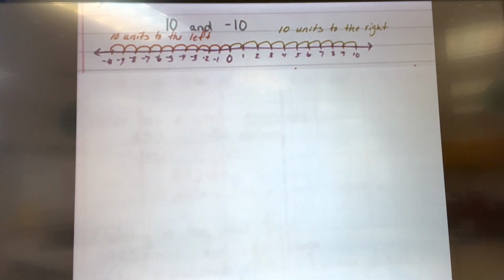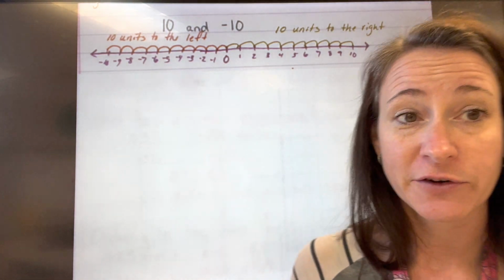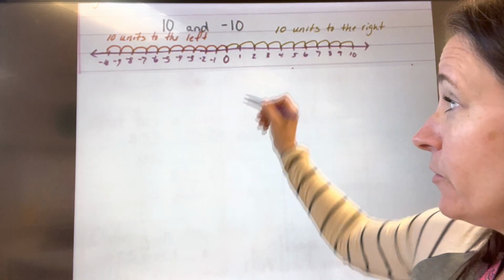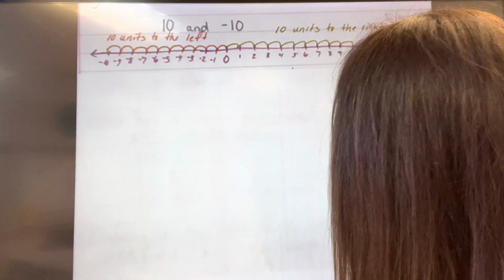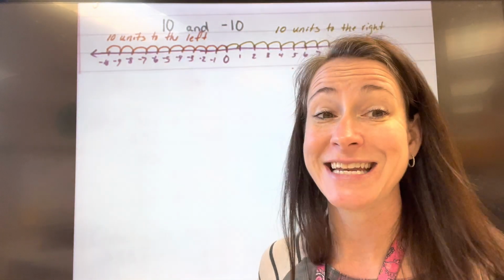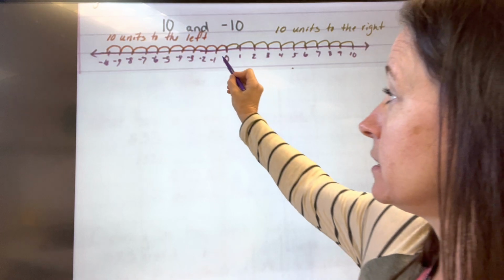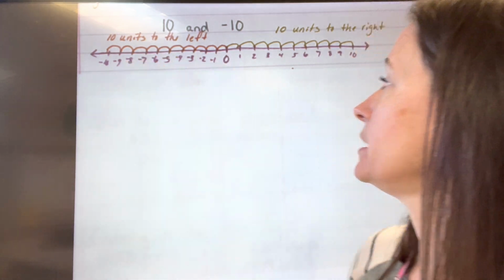Okay, so here is an example just to kind of show you 10 and -10. So I've created a number line. I got 0 in the middle. To the right, I have 1 through 10 positive values, and to the left, I have -1 through -10 values listed consecutively. 1, 2, 3, 4, 5, 6, 7, 8, 9, 10.